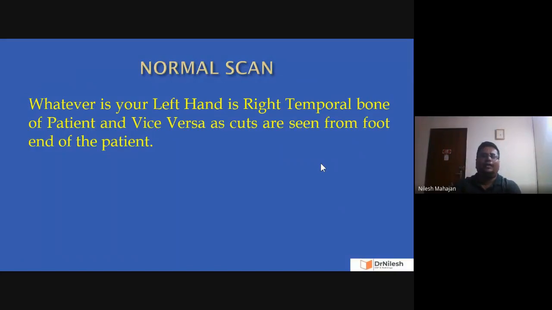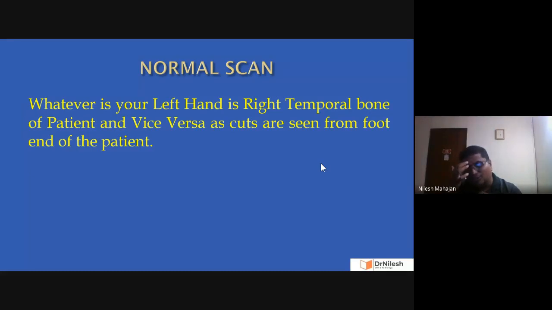So in a normal scan, whenever you are looking, almost 100%, whatever is at your left hand is the right temporal bone of the patient, and vice versa. Whatever is on the left is the right temporal bone of the patient. Whatever is at your right hand is the left temporal bone of the patient. Why is it like that? Because the scan is seen from the foot end of the patient.